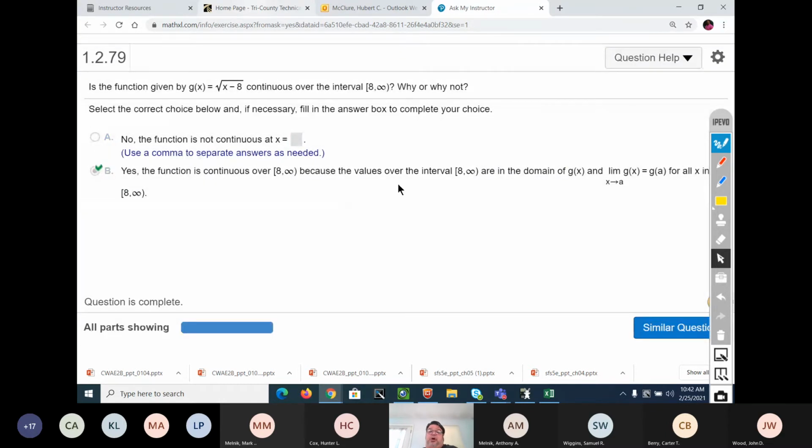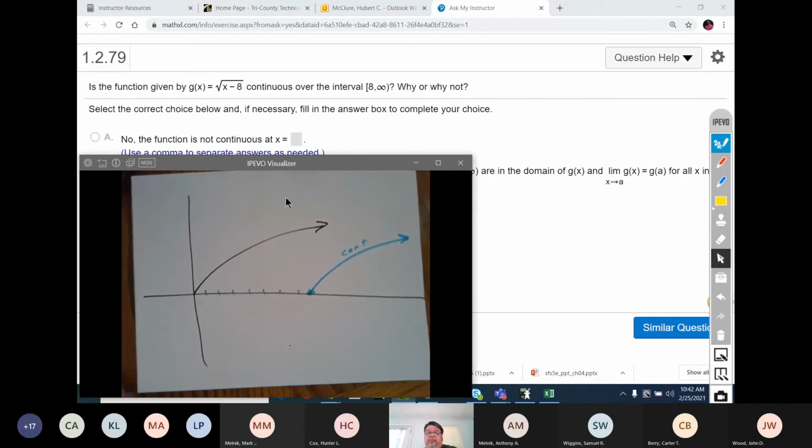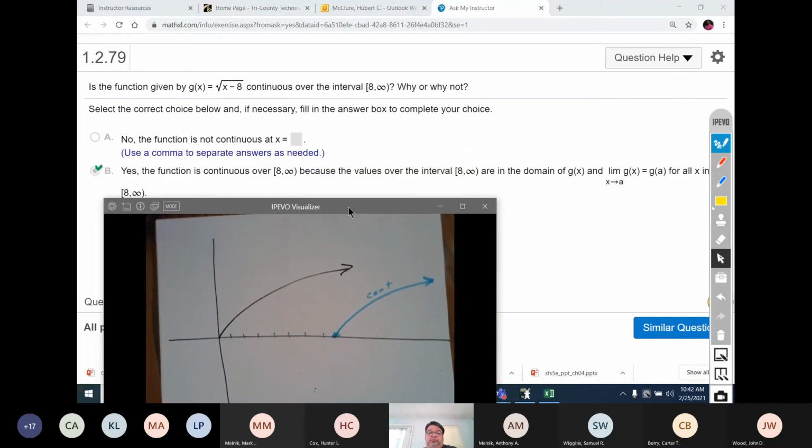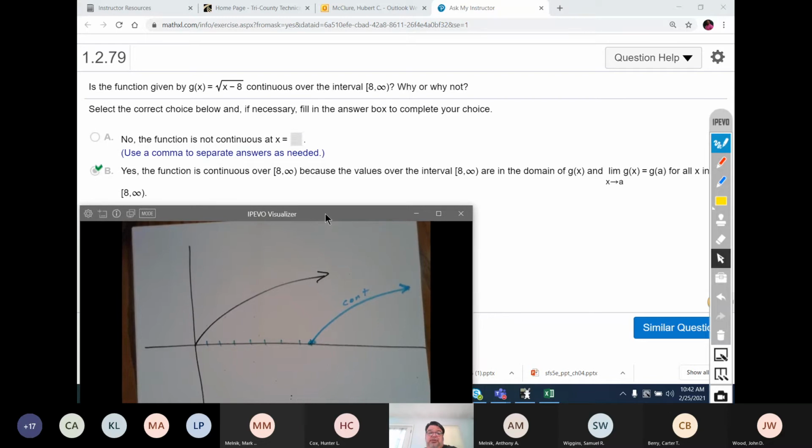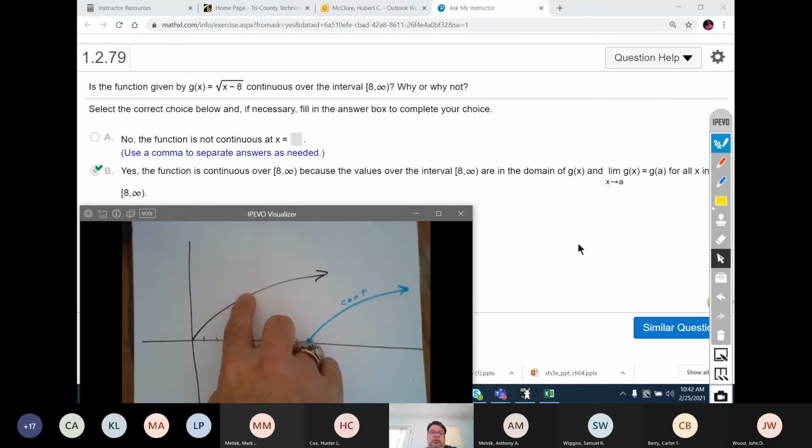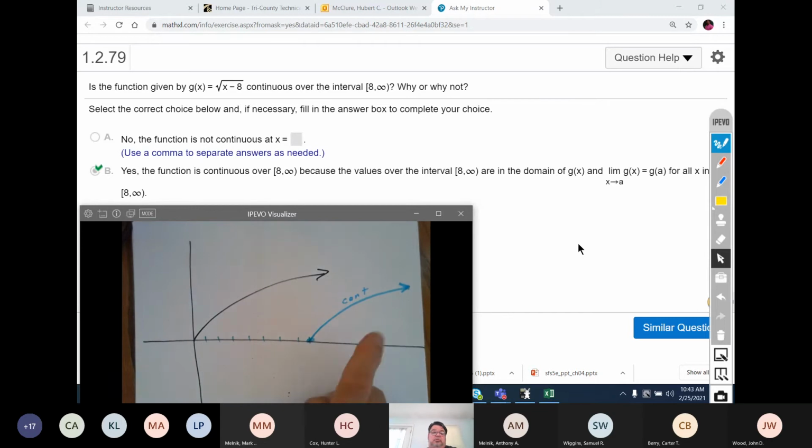That's a good test question because it just checks to see if you know your parent graphs, if you can sketch it, and do you know what you're doing? It's real simple. And what that's saying is there's no breaks. Everything is like it should be for this function. That's what B says. Because there's nothing, it looks just like the black one, only it's got a horizontal shift of 8 to the right.